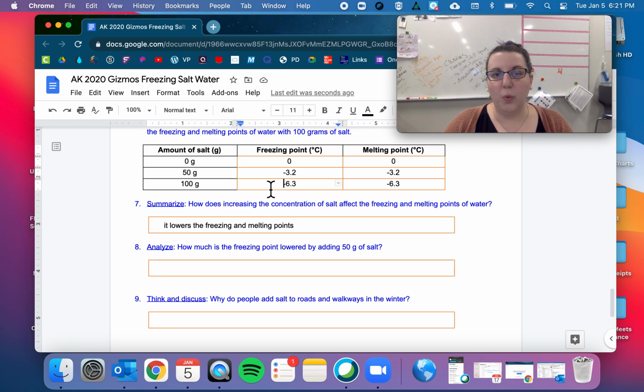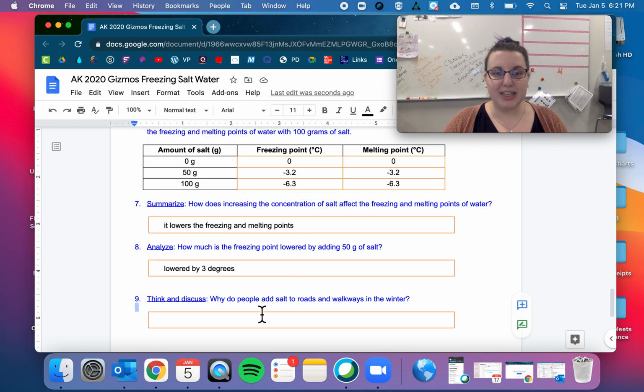And so what we see as we add 50 grams, it goes down by about 3, because we went to about -3, then -6. So how much is the freezing point lowered? Lowered by 3 degrees. It goes down to -3, then -6. So that's just kind of a more simple question than what you might be thinking.